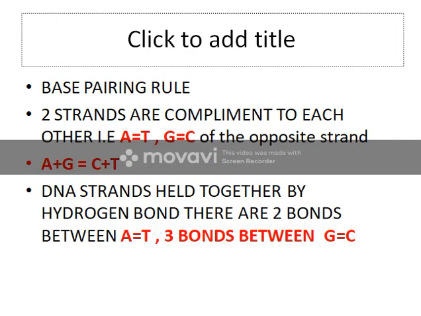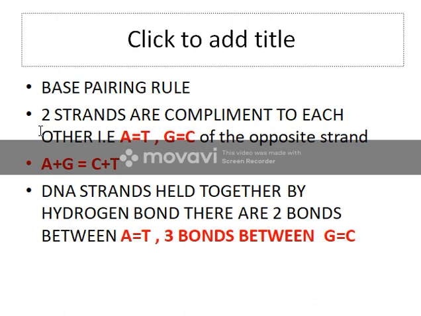The Watson and Crick model follows Chargaff's rule. That means the two strands are complementary to each other. That is, A is equal to T, G is equal to C. So adenine is always complementary to thymine, and guanine is always complementary to cytosine. Where A plus G, that is the sum of all the purines, which are adenine and guanine, is equal to the sum of all the pyrimidines, that is cytosine and thymine.